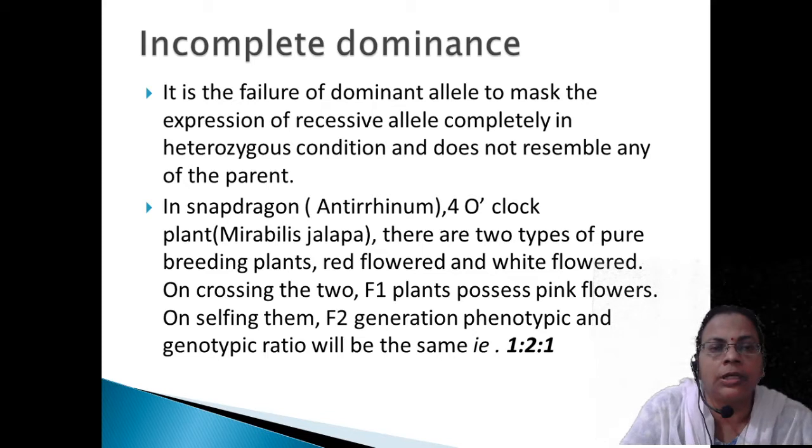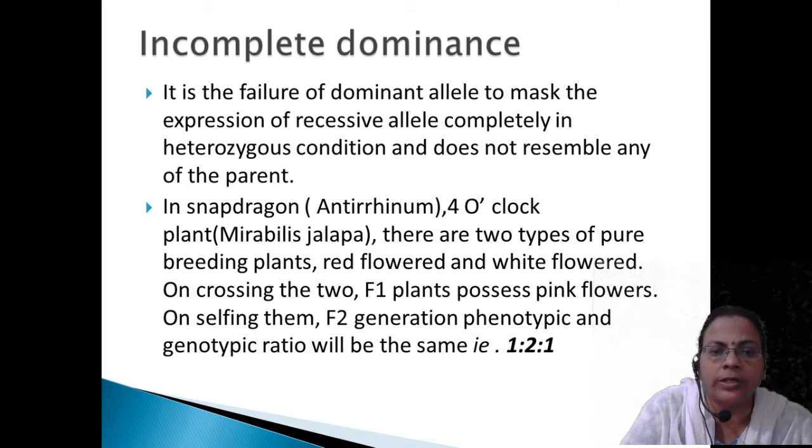That means in the F1 generation, a new phenotype can be observed, which does not show any resemblance to either the dominant parent or the recessive parent. As a result, when they conducted F2, they got a deviated result, that is 1:2:1. A typical example is Snapdragon, Antirrhinum, or the four o'clock plant, Mirabilis jalapa.